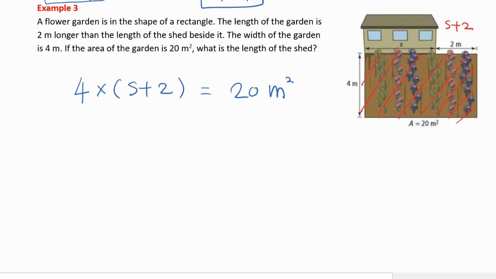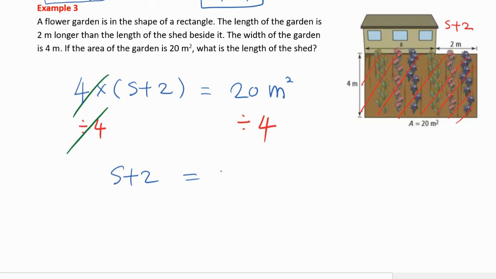Now, do you want to use method 1 or method 2? This time, it doesn't really matter. If you like to use method 1, use the distributive property. If you want to use method 2, you have to get rid of multiplying by 4 first. I'm just going to use method 2 this time. Then the bracket will be isolated because this will be gone.